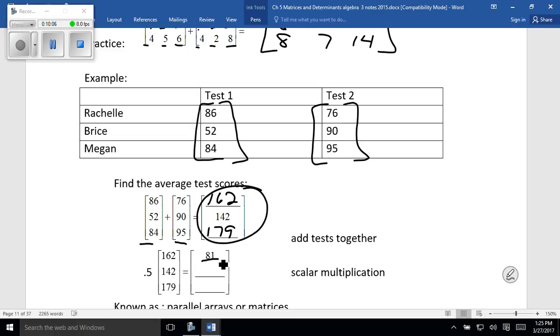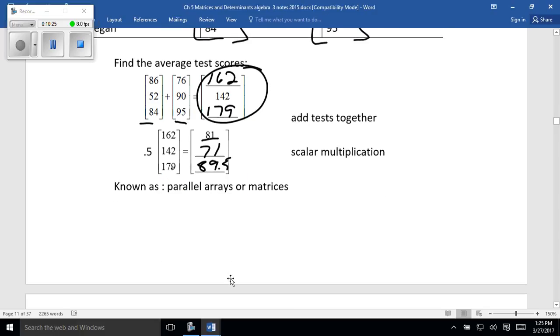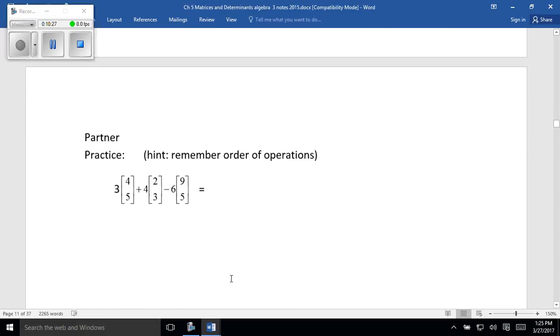Even though it doesn't say it. So what's Bryce's average? 71. What's Megan's average? 89.5. Looking good? Understand? So we add it and we multiply on the same thing. Parallel arrays or parallel matrices.